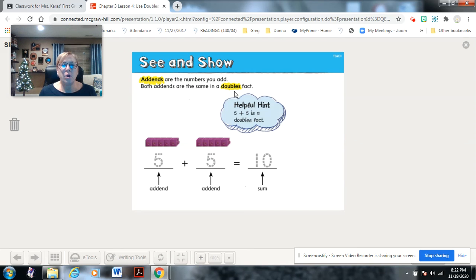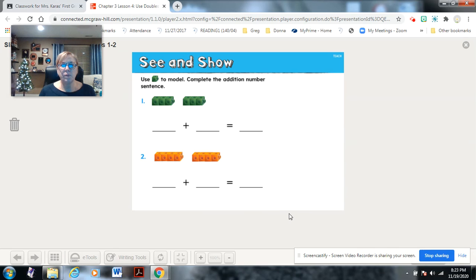But both addends are the same in a doubles fact. So right here you see 5 plus 5 equals 10. 5 plus 5, 10. Okay, let's look at the next one. You are going to look at the connecting cubes and complete the addition number sentence. Let's look at the first one together.